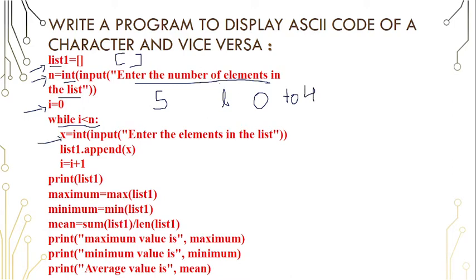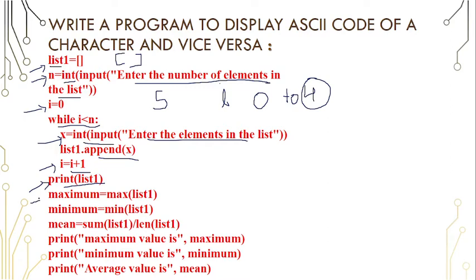Then x again int, enter the elements in the list. Whatever elements you want to add, you will enter them one by one, and with the help of append function all the elements you have entered will be added in the list. Then we will increase the value of I by 1 to reach up to 4 in this example. Then we will come out from the while loop and print the list, that what is our list.